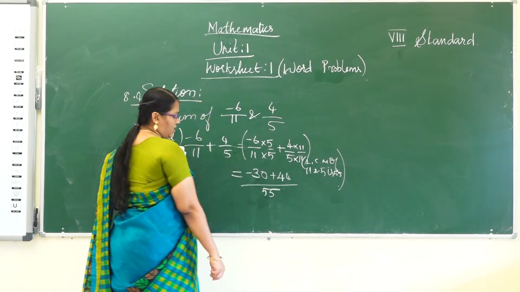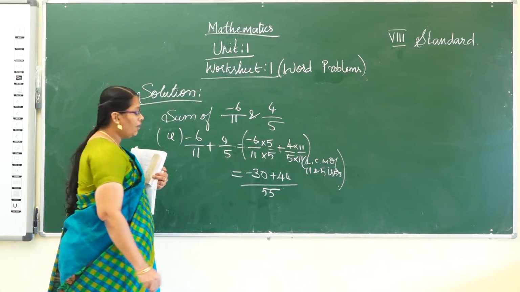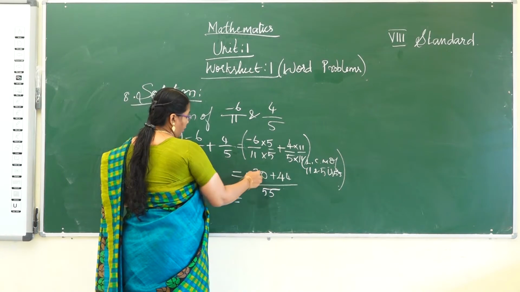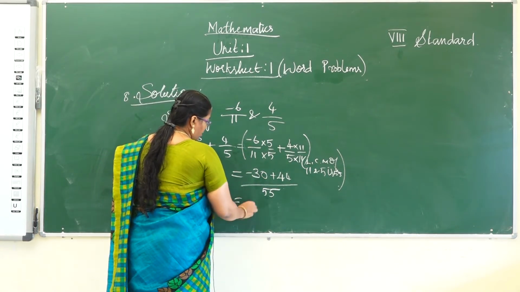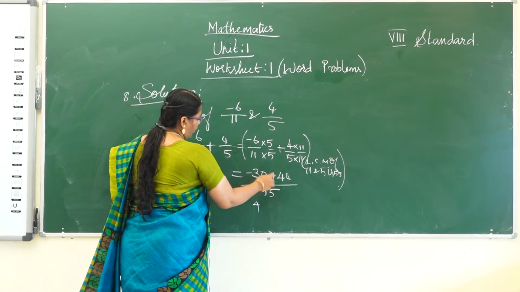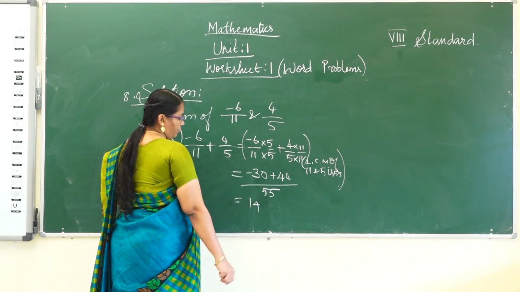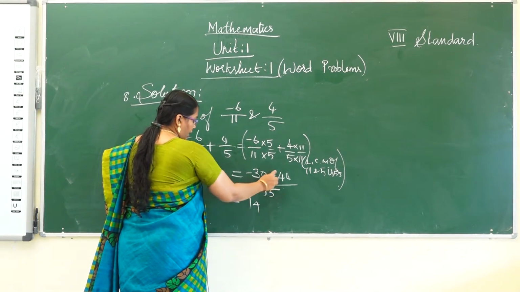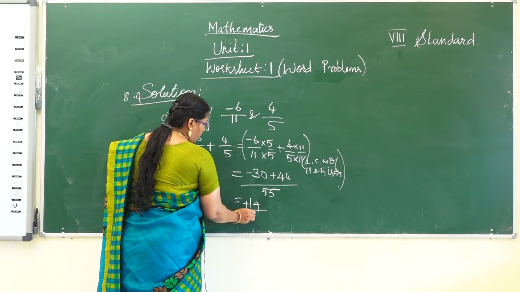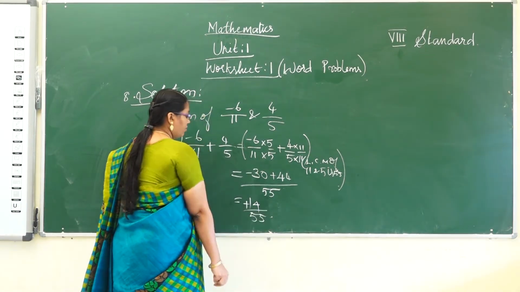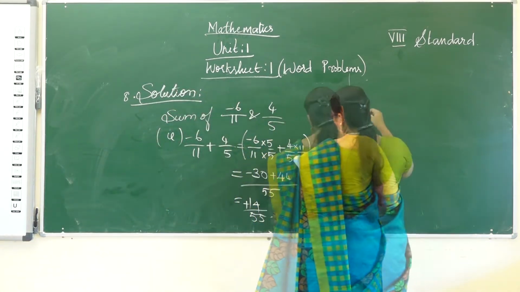So two different signs will come. What do we do? Subtract and put the greater number's sign. So subtract 44 minus 30, which is 14. Okay. So the greater number's sign is positive, plus 14 by 55.